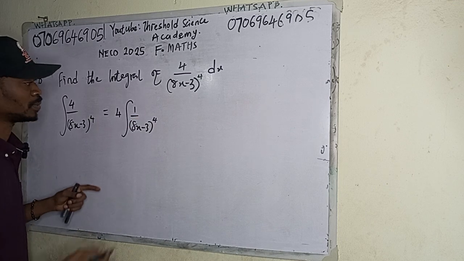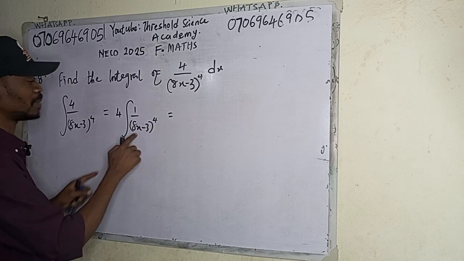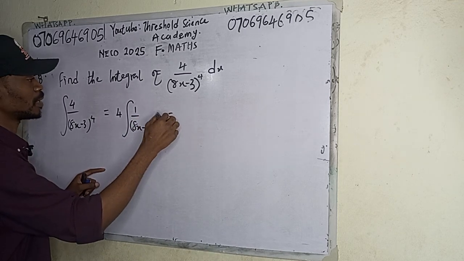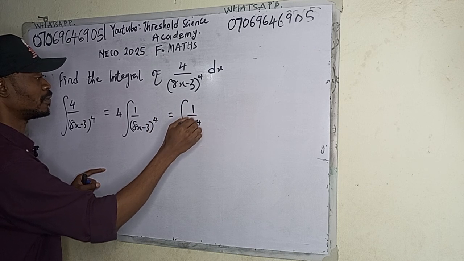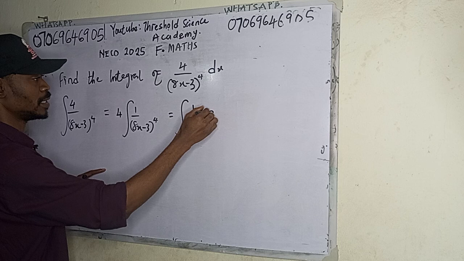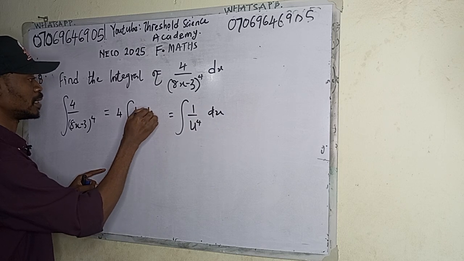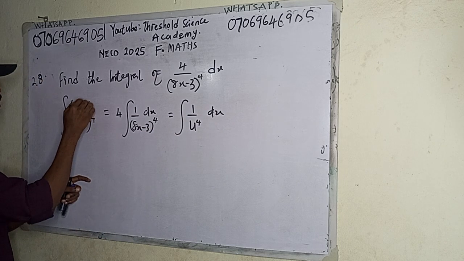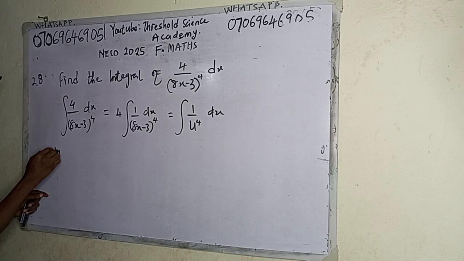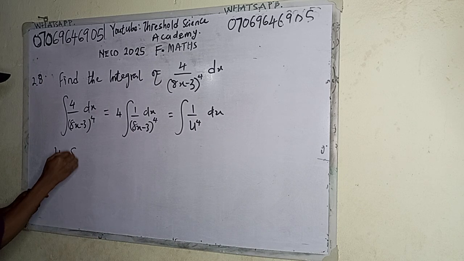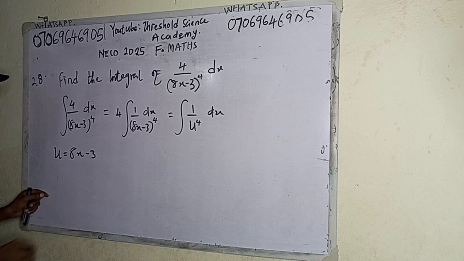Then I'll use u substitution to represent my 8x minus 3. So I'm going to be having 1 all over u raised to power 4, dx. Sorry, there's a dx somewhere here. There is a dx here. Okay, now I said u equals what? u equals 8x minus 3.